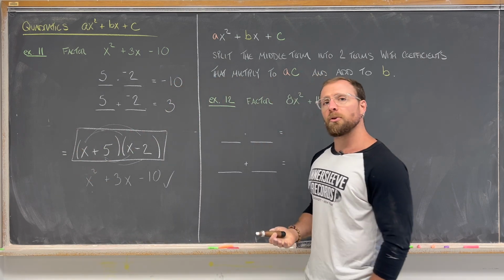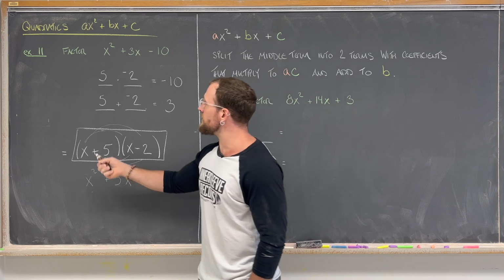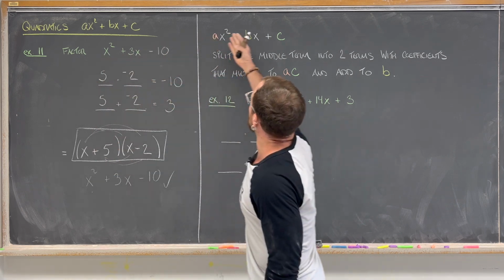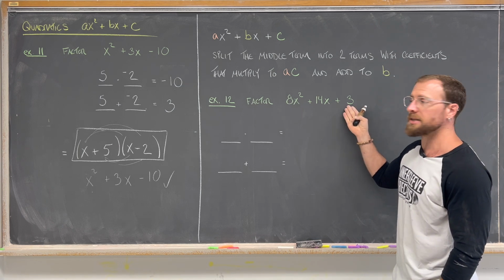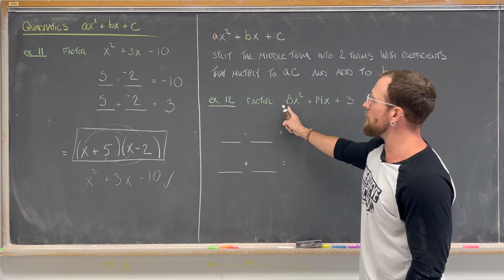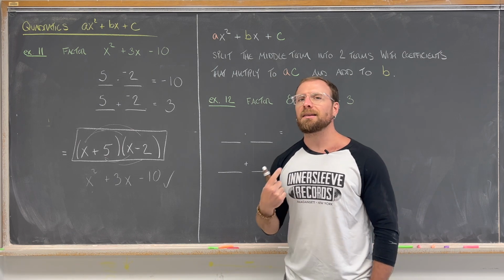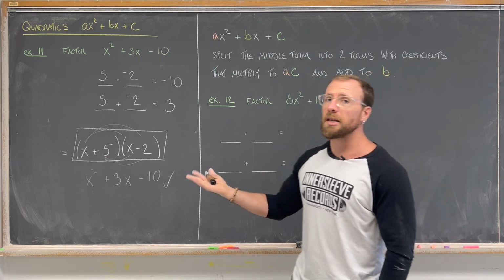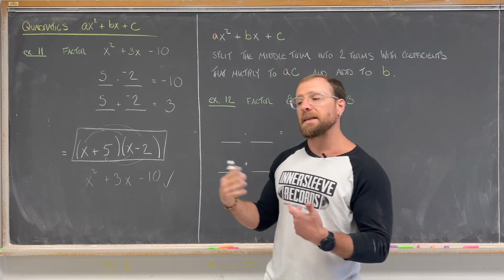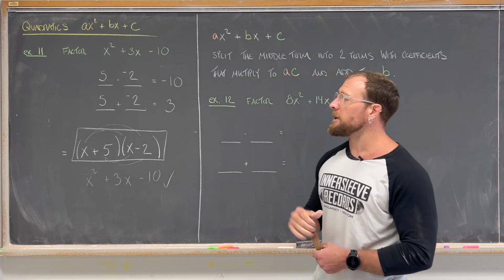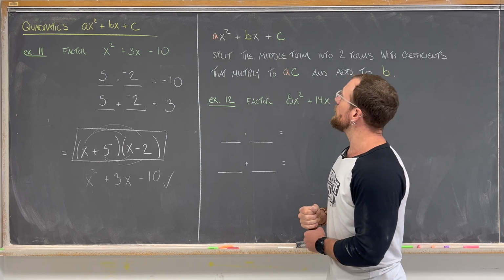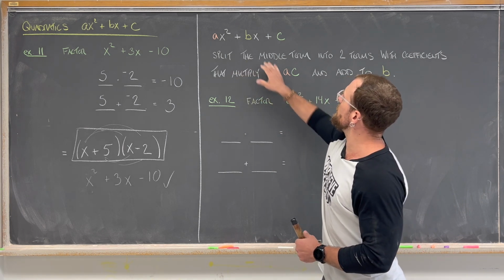It gets a little bit more complicated when the lead coefficient isn't 1. For example, if you were trying to factor something like 8x squared plus 14x plus 3, the fact that that lead coefficient is not 1 makes this a little bit trickier. And there's certainly a way to go about this where you're sort of just guessing and checking, and if you have good number sense, maybe you can figure this out. But here's a procedure that will always work, okay? It's called splitting the middle term.